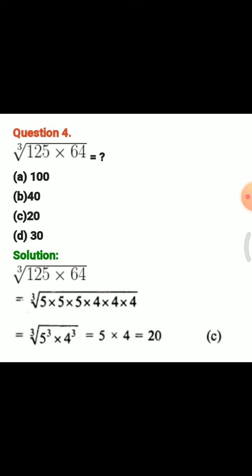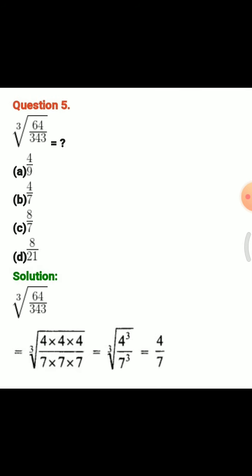Next question, find the cube root of 125 times 64. So which option is correct? 100, 40, 20 and 30. So 125 multiplied by 64: you find the factors. The cube root of 125 is 5 and the cube root of 64 is 4. So 5 4s are 20. Option C is right.